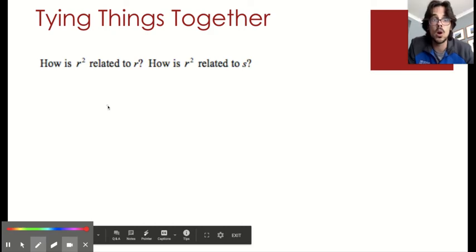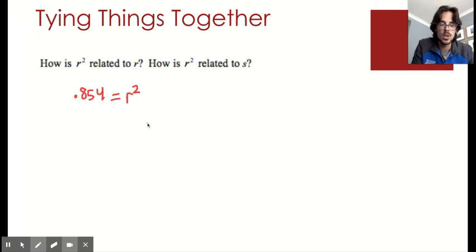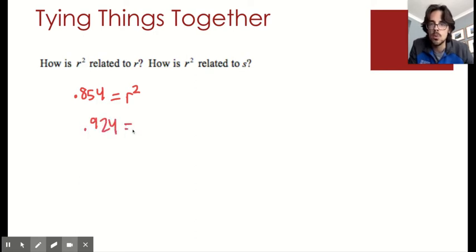So how is R squared related to R? It turns out that R squared is literally the square of R. R is the square root of R squared. In the problem we just did, 0.854 was R squared. If I wanted to know R, all I'm going to do is take the square root of that number. The square root of 0.854 means that R is 0.924. When you take the square root of a decimal, it gets bigger.